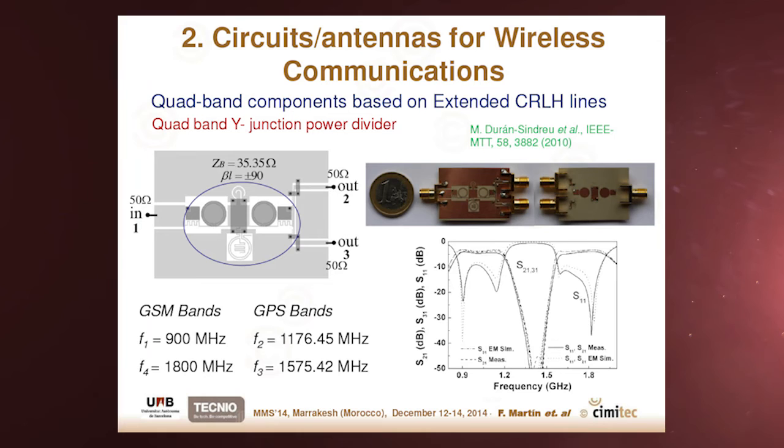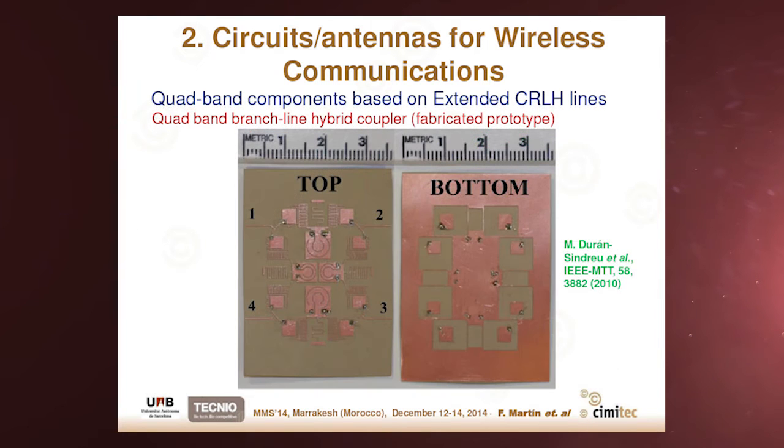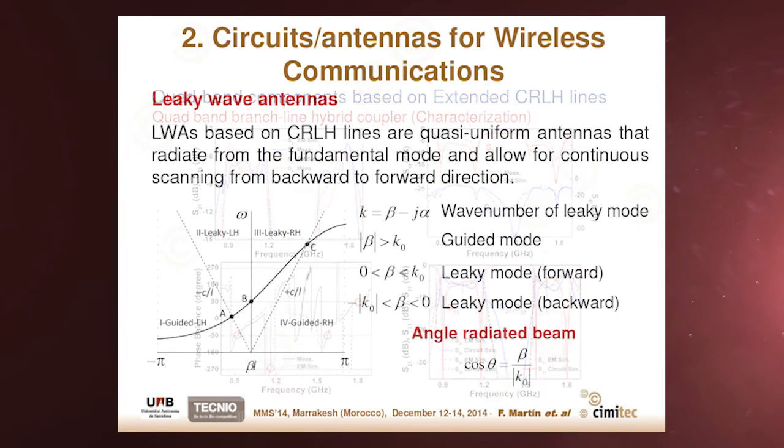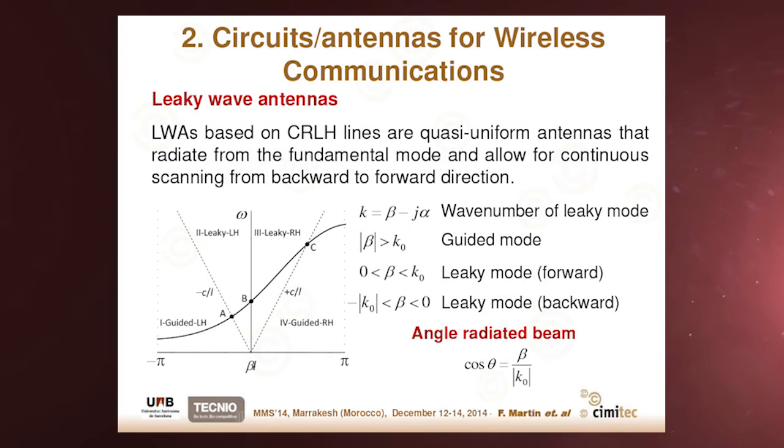This is the topology of the divider, the fabricated prototype, and here the matching and power division, where you can see the 4 bands of the quad band divider, which has been designed to operate at these 4 frequencies. Another possibility, I will skip this slide for time constraints, is a quad band branch line hybrid coupler. This is the topology and the results of the characterization of this quad band device.